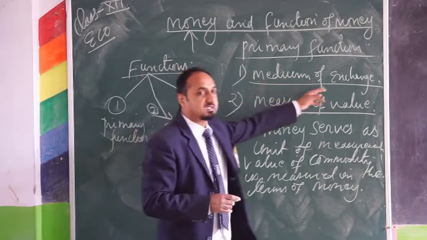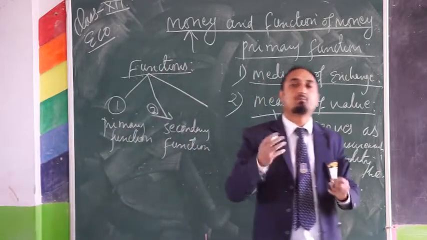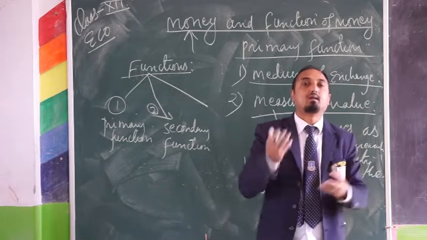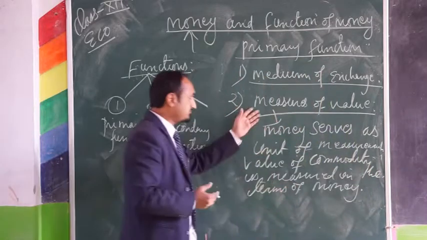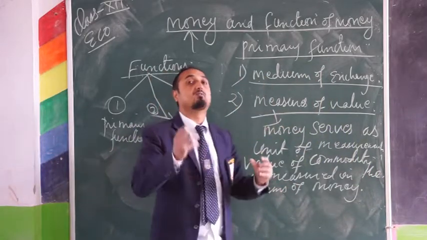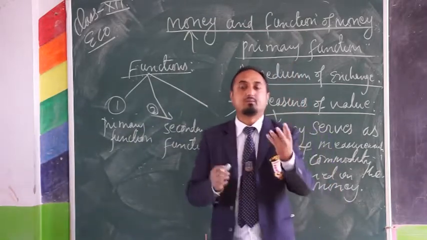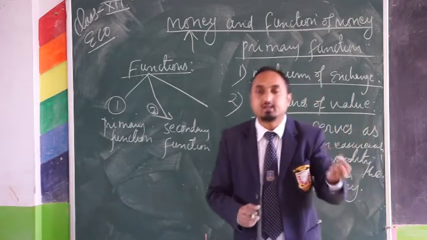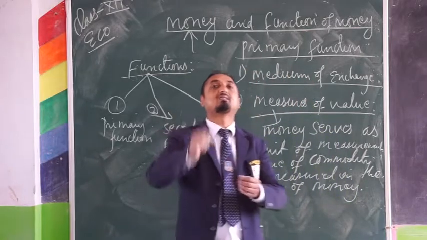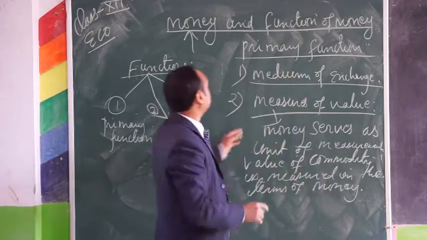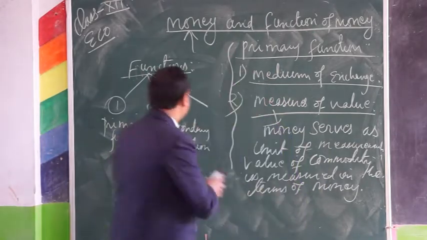The first one is medium of exchange. In the case of medium of exchange, all economic transactions take place with the help of money. Buying and selling of goods takes place in the market with the help of money. The second one is measure of value. We measure the value of a commodity in terms of money, like how we measure the weight of a commodity in terms of kg. Similarly, the value of a commodity is measured in terms of money and expressed in terms of price. So these two are the primary functions of money. Now we will move to the secondary function.